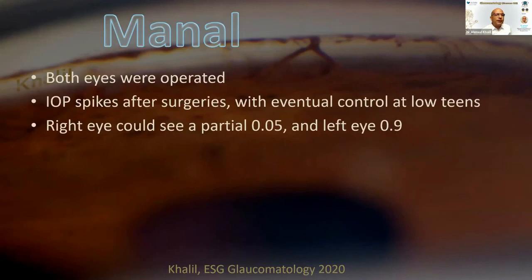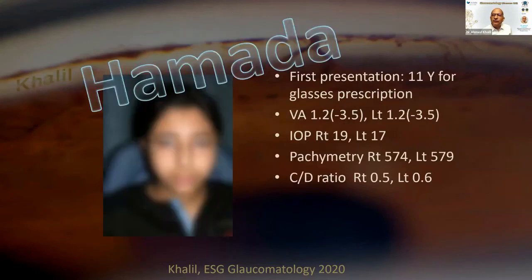Both eyes were operated, with IOP spikes after surgeries and eventual control in the low teens. The right eye later could see a partial 0.05, and the left eye 0.9. And this is another intermediate case.